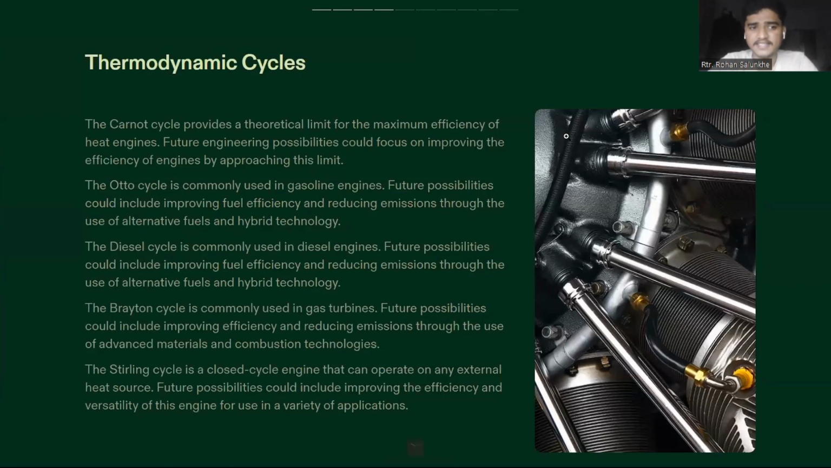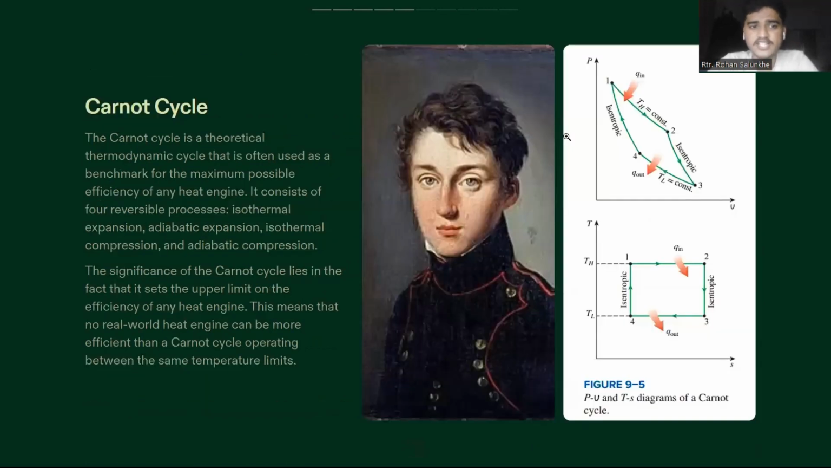Then thermodynamic cycles. First is the Carnot cycle, which provides the theoretical limit for the maximum efficiency of a heat engine. Then there is the Otto cycle, which is commonly used in gasoline engines. Then the diesel cycle is commonly used in diesel engines. Then the Brayton cycle, commonly used in gas turbines, and the Stirling is a closed cycle engine that can operate on any external heat source. And then we'll move to our first cycle, which is the Carnot cycle.